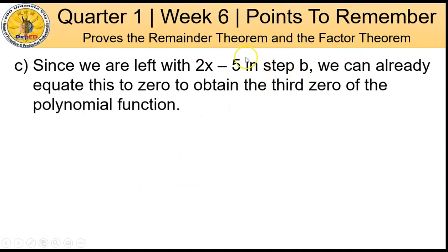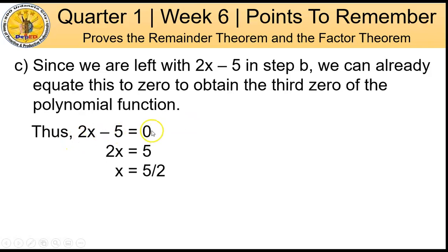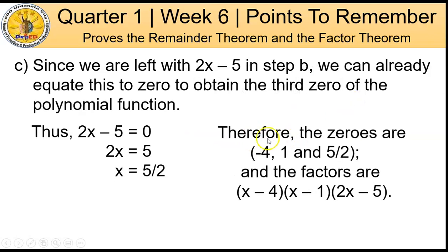Now, since we are left with 2 and negative 5, that is equal to 2x minus 5. In step B, we can already equate this to 0 to obtain the third zero of the polynomial function. Thus, we have 2x minus 5 equals 0, 2x equals 5, therefore, x is equal to 5 over 2, or 5 halves. Therefore, the zeros of the polynomial are negative 4, 1, and 5 halves. And the factors are x plus 4, x minus 1, and 2x minus 5.